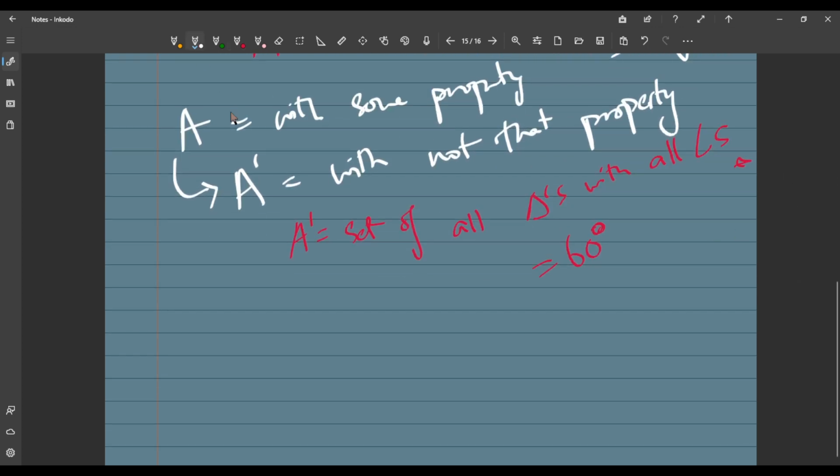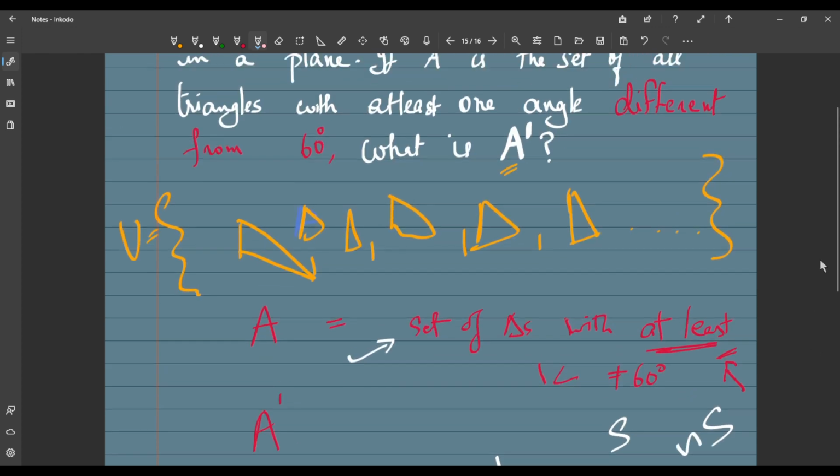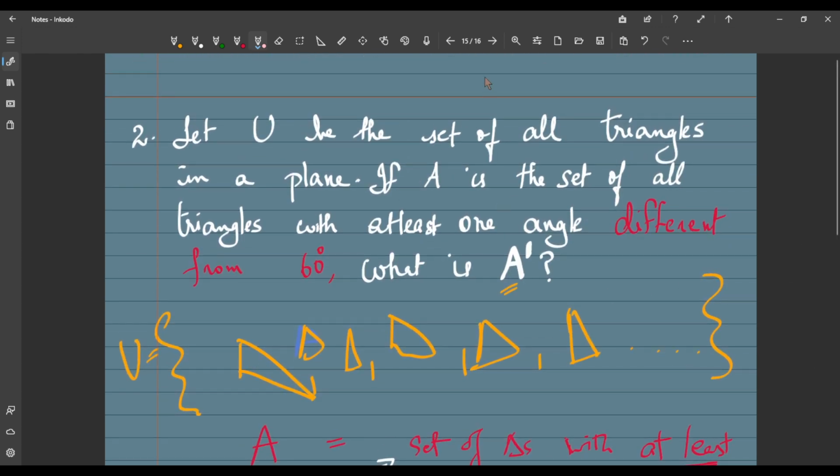So finally, what do we have? A complement is actually the set of all equilateral triangles, because all angles are equal to 60 degrees. So they will be equilateral triangles, right? So going to the next problem.